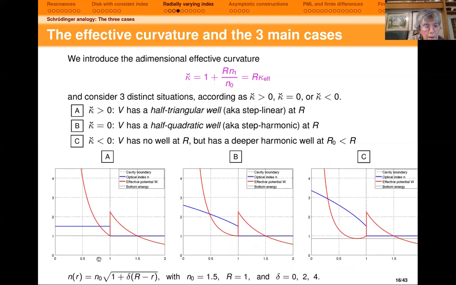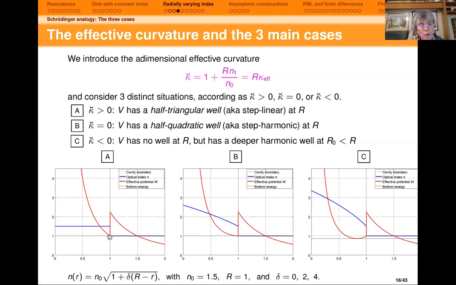So here R is 1. So it is the abscissa of the variable small r here. You have the optical index. It is the case when it is constant. So it is 1 when we are larger than 1, and it is 1.5 in the object, for small r smaller than capital R. The potential is 1 divided by r². So it is that branch. And here it is 1 divided by n0² r², and n0 is larger than 1. So you are deeper there.